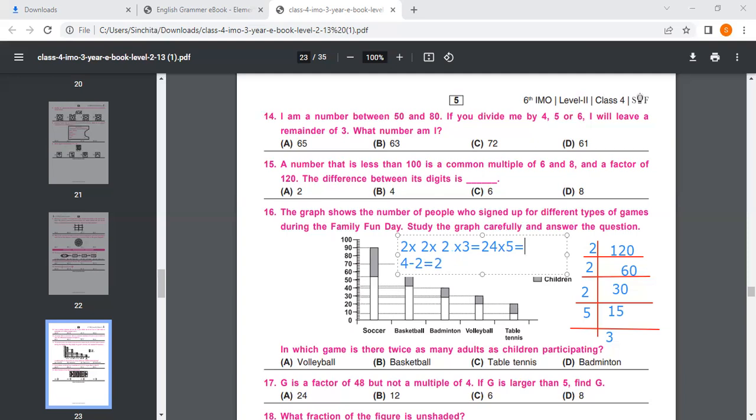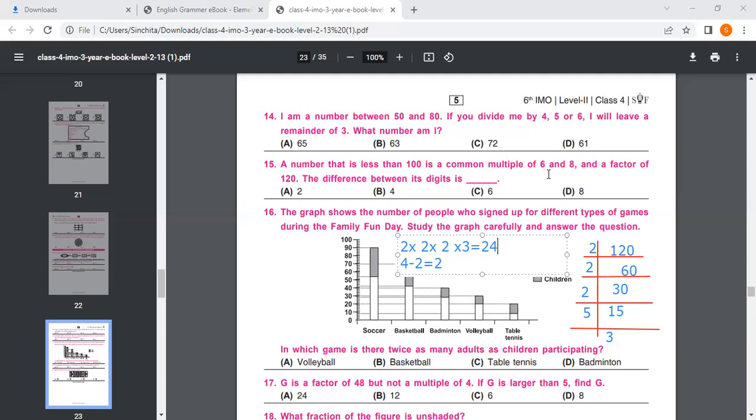5 into 4 is how much? 5 4s are 20. Excellent. Very good. Now 2 is remaining in my hand. 5 into 2 is how much, beta? 10. 10 plus 2 is how much? 12. Very good. So 120. 120 is more than 100 or less than 100? More than 100. So we are not taking 5 for that reason.